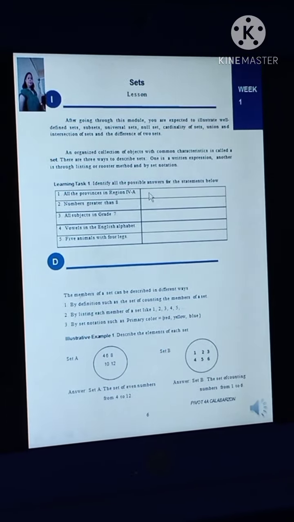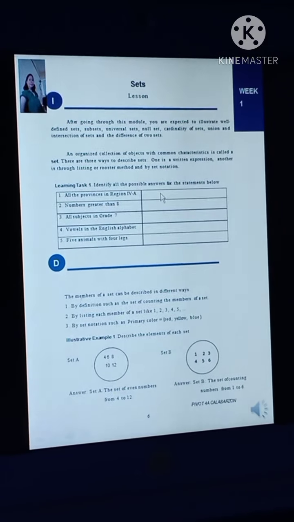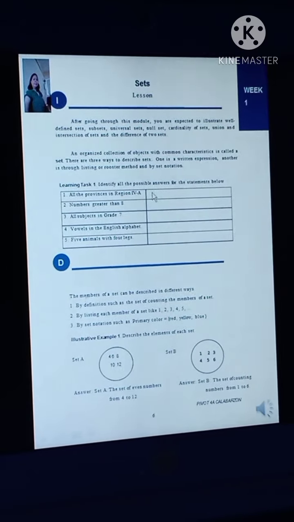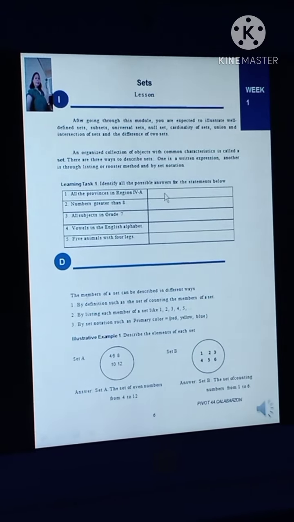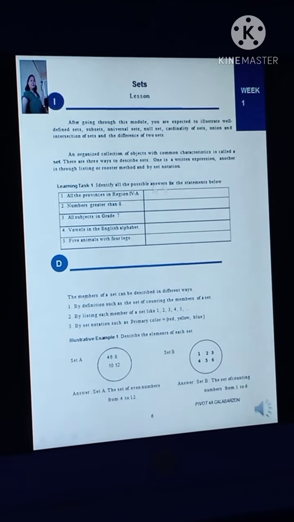So you write here your answer. Region 4A, you will have the abbreviation, what we call Calabarzon. So, CA stands for what? That is Cavite, and so on. So you write all your answers here.